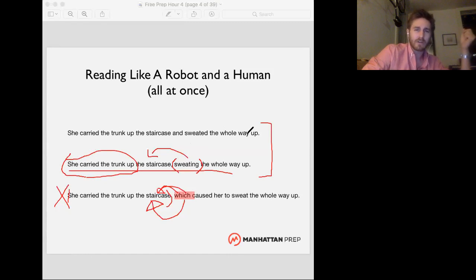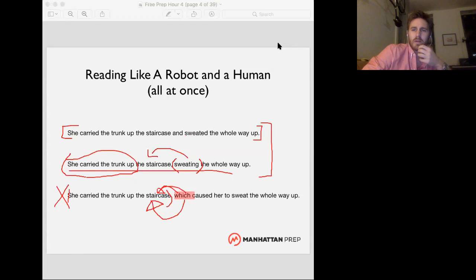Okay. How is this different from sentence one? She carried the trunk up the staircase and sweated the whole way up. And yes, I hate that sweated is the past tense of sweat, but technically it is, so I used it. How is this second sentence different from the first? She carried and she sweated.